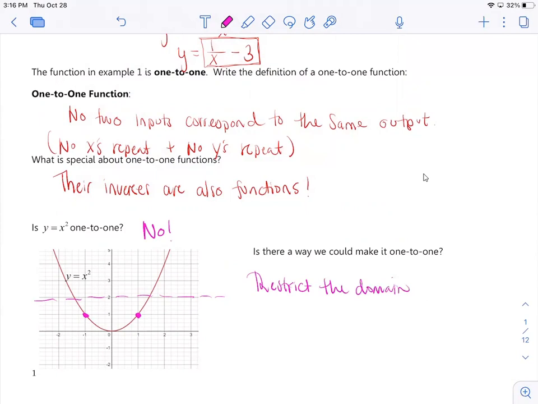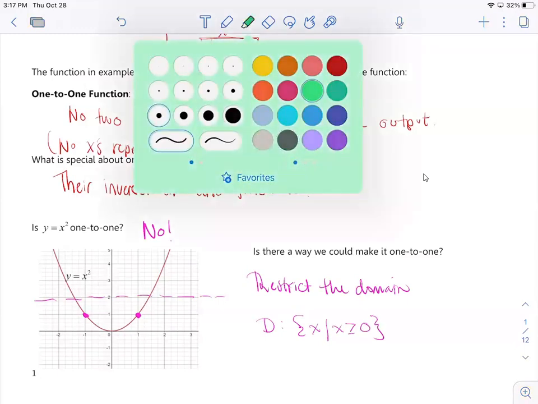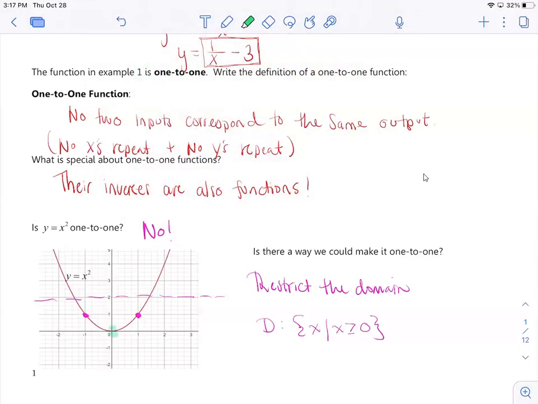Now that is up to you, right? So I could say, well, I'm just going to look at my domain. In set builder, I could say x such that x is greater or equal to 0. And what I mean by that is I am just going to look at this function from here on and totally ignore the other piece. Well, that green highlighted piece is from 0 on in the domain. And that would make it one-to-one, right?